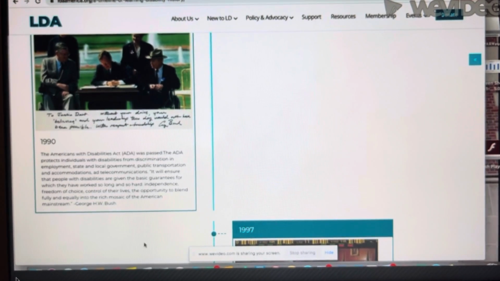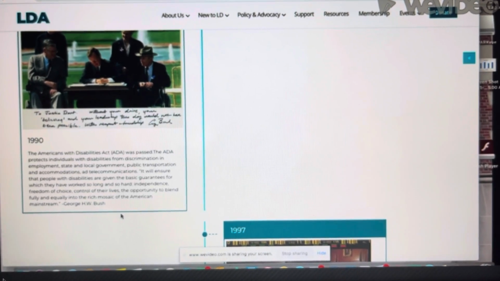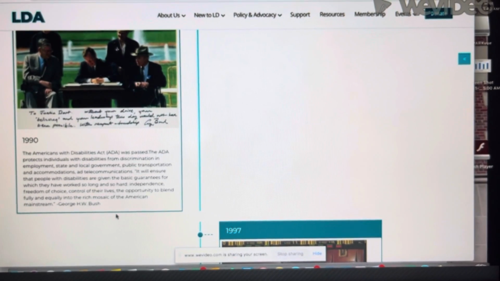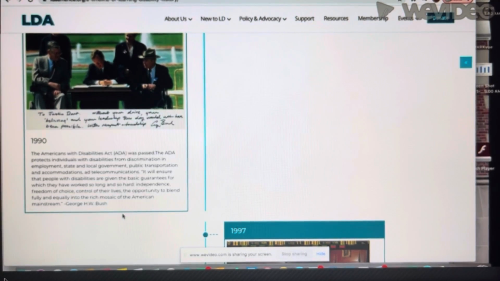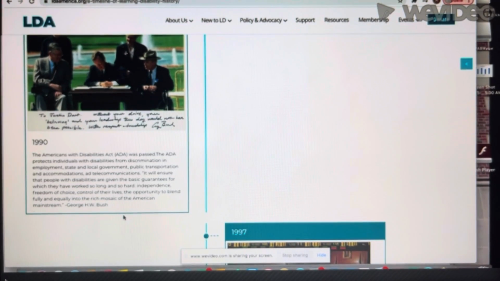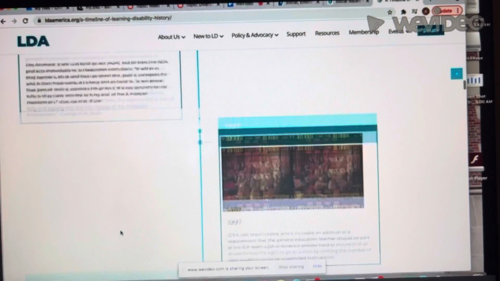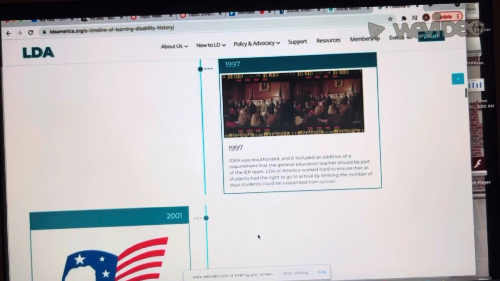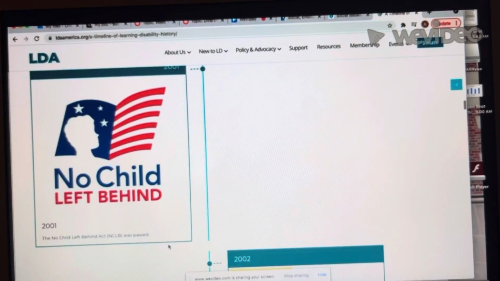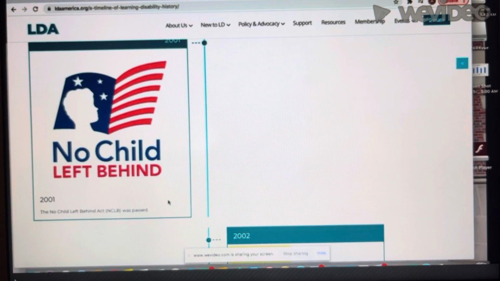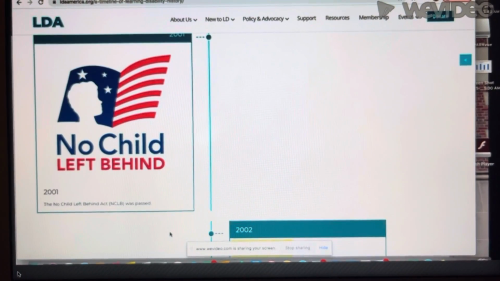This right here talks about the Americans with Disabilities Act, or the ADA. It was passed in 1990. It protects individuals with disabilities from discrimination in employment, and it was signed by George H.W. Bush. And then I wanted to talk about No Child Left Behind. It was passed in 2001.